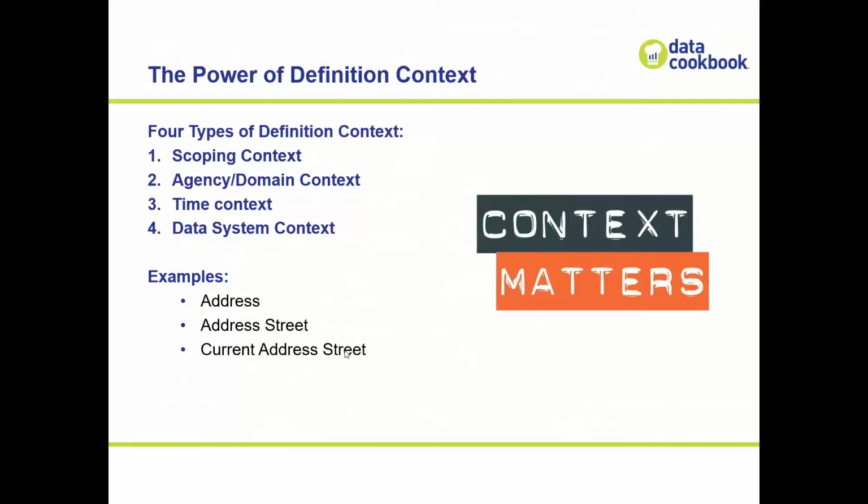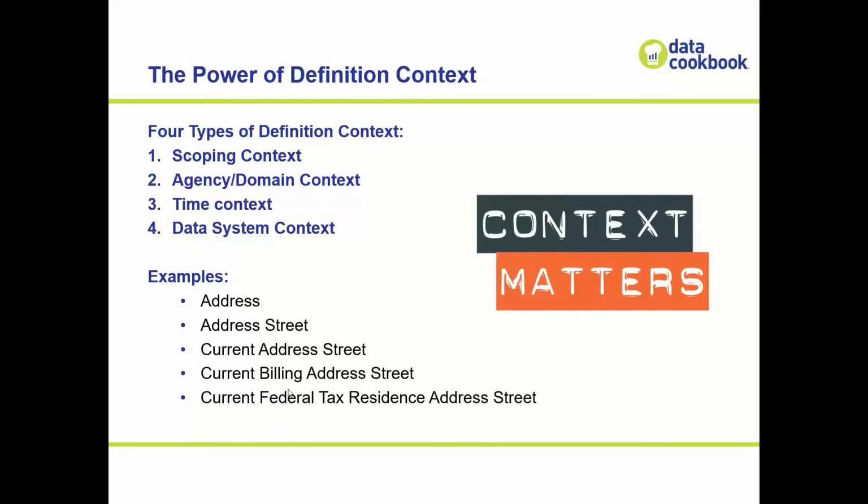So it's saying that it's the current one, or maybe it's former. Who knows? Current billing address street is adding sort of an agency domain context. So the scope of this is just we're talking about the street within the address. We're talking about it being the current time context, but now we're talking about its use in billing. Okay. Or maybe it's an agency type thing. So current federal tax residence address street. So we're getting really specific. There's sort of like an agency and a thing here for that. So that sort of gives you some sense there.